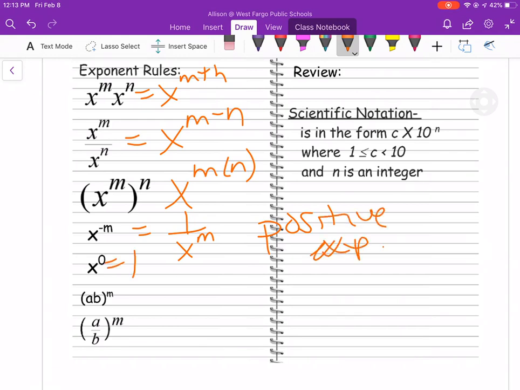Anything to the 0 power equals 1. If you have a product raised to a power, make sure that each item gets the exponent. Same with division. Make sure each thing gets the exponent.